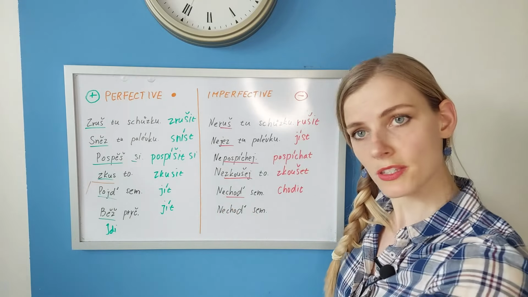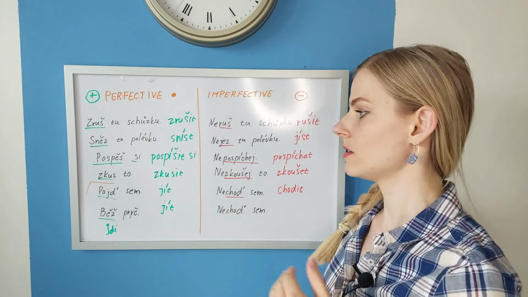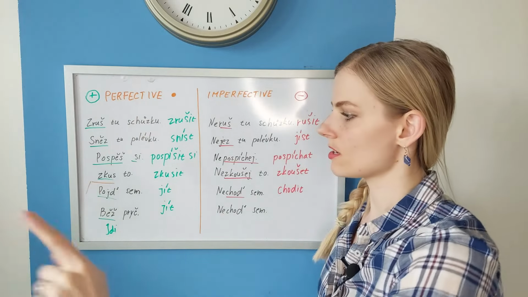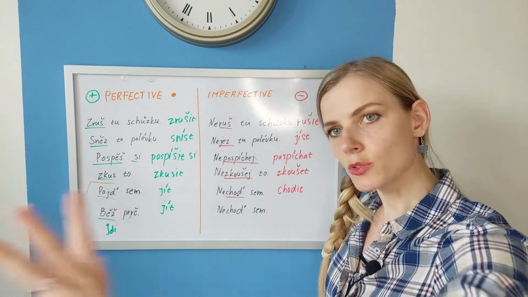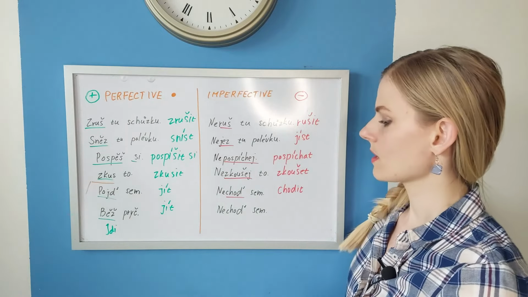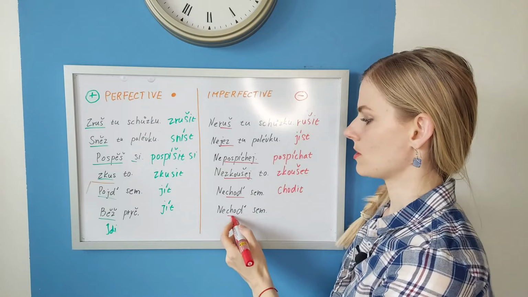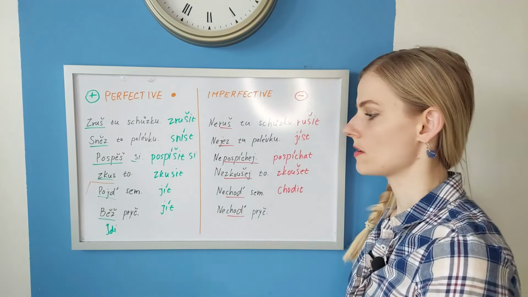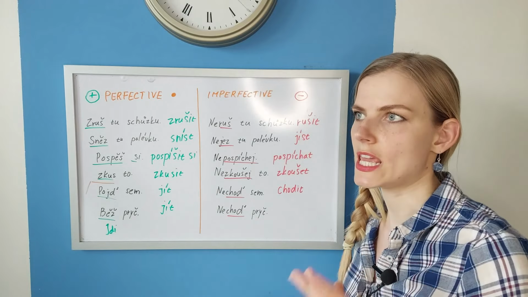We can say pojď sem, come here. Běž pryč, go away. Běž is this direction, outwards, as well as jdi, outwards. So běž pryč, go away, jdi pryč. But nechoď. Nechoď pryč, I meant to write. Nechoď pryč, don't go away. And again, it's not possible to say nejdi.